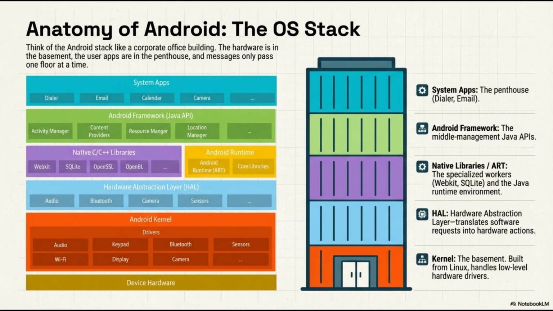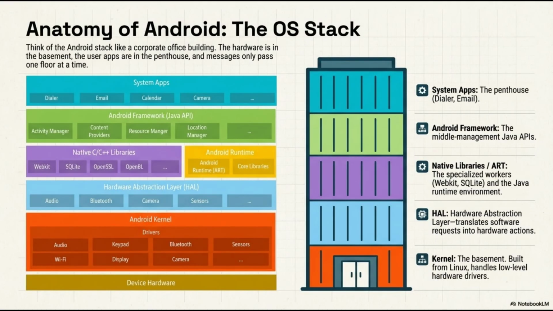Moving up another floor, we find the specialized workers. This layer houses the native C and C++ libraries, things like WebKit and SQLite. Crucially, this is also where the Android runtime, or ART, lives. It provides the Java runtime environment. It's worth noting that ART compiles applications ahead of time during installation. Huge performance boost there. Above the specialized workers is middle management, the Android framework.